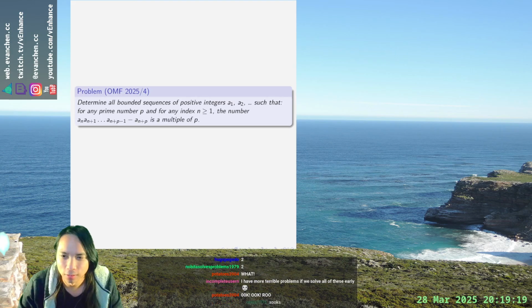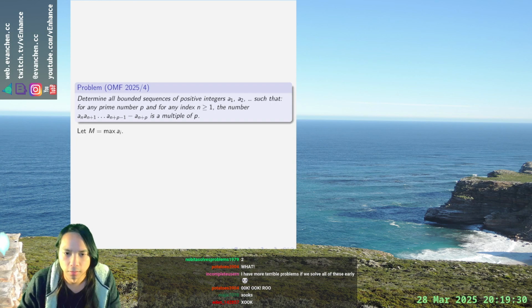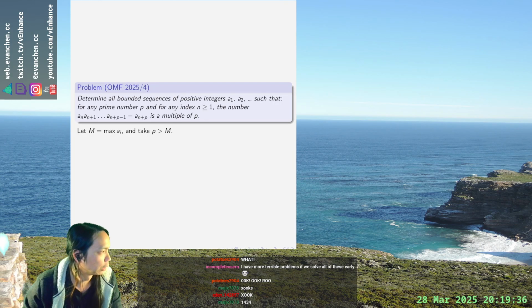I don't actually think I care very much about the small primes, so I'm going to start by letting M be the max of the a_i, and taking a prime p greater than M. Then this condition gives me that a_n, so there's this long product, right? I don't really care about the product, so I take the prime bigger than M.